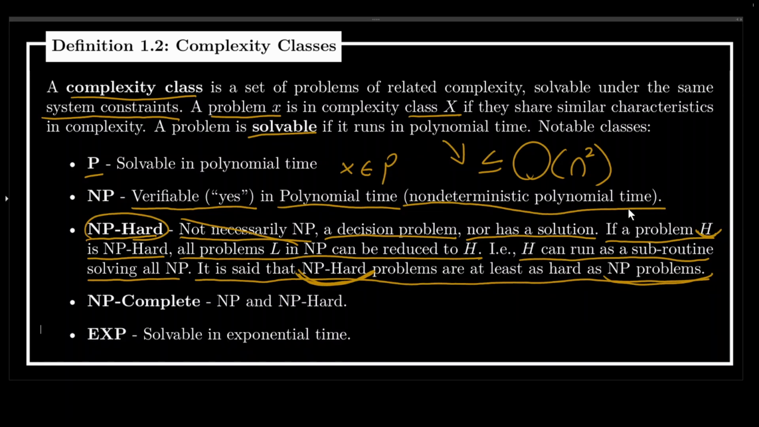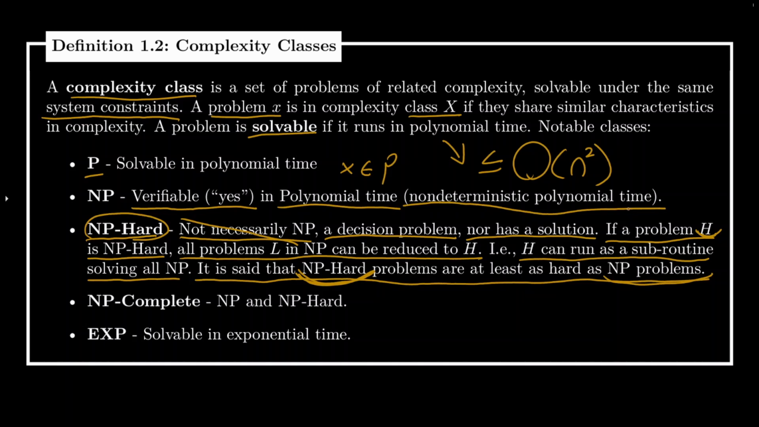For our last class, we have solvable in exponential time. So these are things like 2 to the n, where we have n in the exponent spot. These types of algorithms are infeasible for our current day computers. Running this, we would run out of stars in our observable universe before we finish this program. This just grows way too quickly for our computers to handle. So we call this EXP, so exponential time. And these are some of the most notable complexity classes.